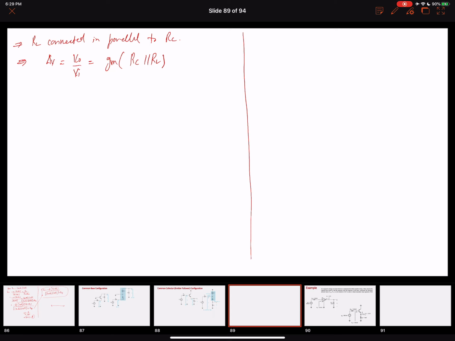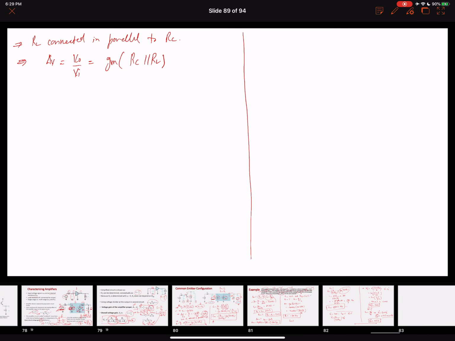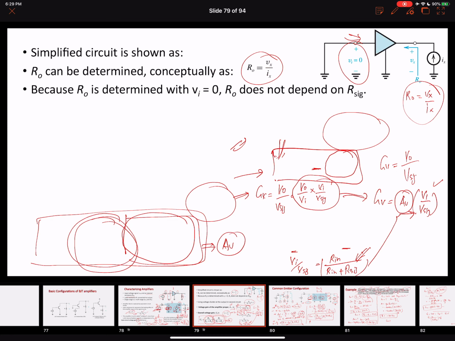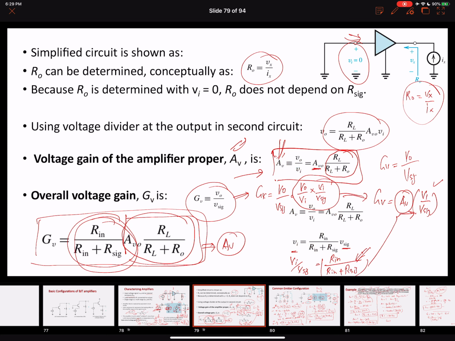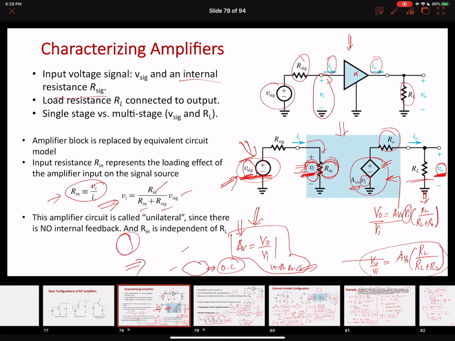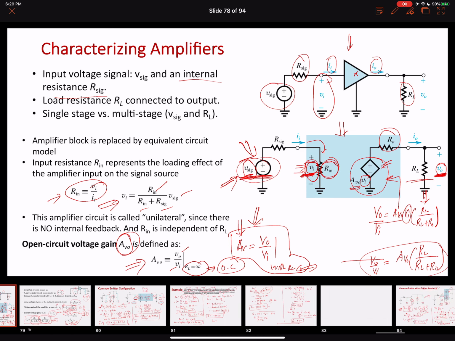We did this analysis in detail while characterizing this amplifier over here, right? Going back to this, you didn't have an R naught here. So if you have an R naught also appearing, the two resistances will come out to be in parallel, and then your RC will come out to be in parallel with R naught. All right, so we did this.